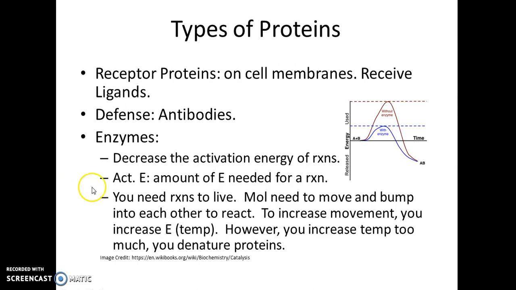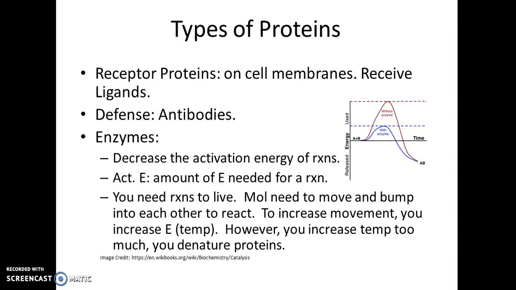And then the one that we're going to spend a lot of time on are enzymes. Enzymes decrease the activation energy of a reaction. So here we have the amount of energy, and the activation energy is the amount of energy needed for a reaction to start. So we usually have to increase heat, right? We provide heat. What happens is the molecules move really fast. They bump into each other, and as they bump into each other, they react. If you're going to increase the reaction rate, you have to keep on increasing the temperature. But the problem is, if you keep on increasing the temperature inside of us, our biological systems, our hydrogen bonds and proteins are going to break, our proteins will denature, and we will die. So we can't have that happen.